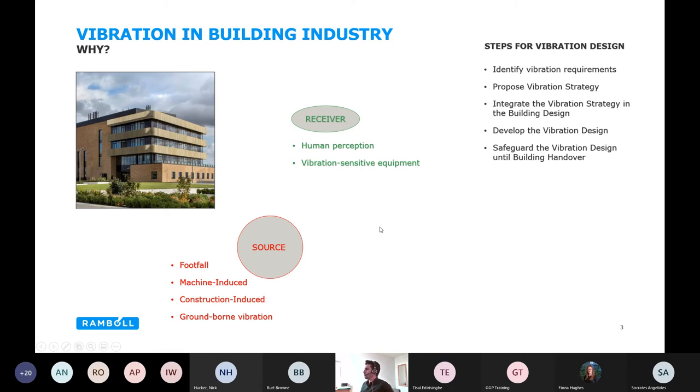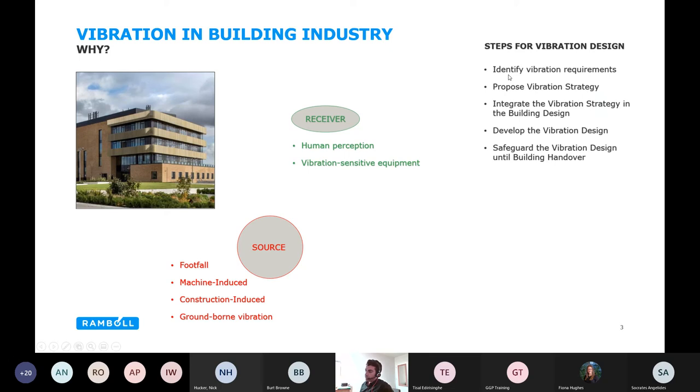I thought I would just go through what would be the steps for the vibration design. This is a very oversimplified list, but it is just to really give you a flavor of what is expected during the design of the building. We usually start with the identification of the vibration requirements based on the receiver. And this is usually done with user engagement for the vibration sensitive equipment, or with reference to guidelines and standards for human perception.